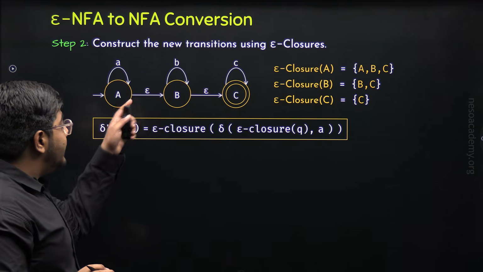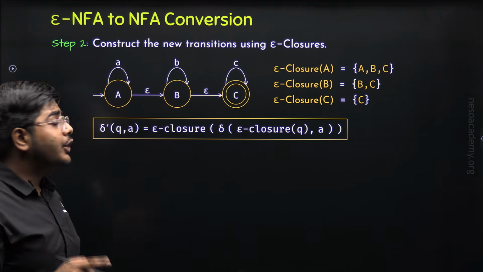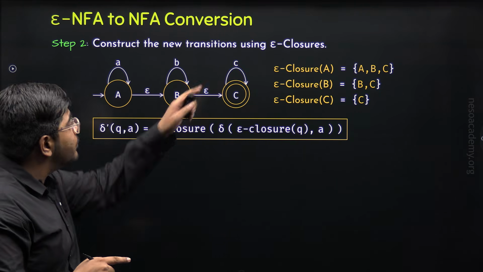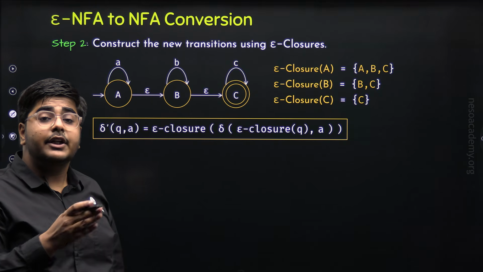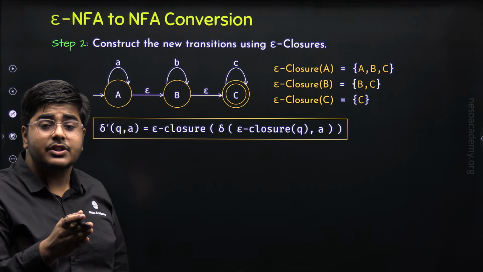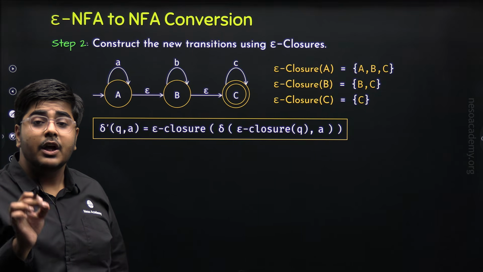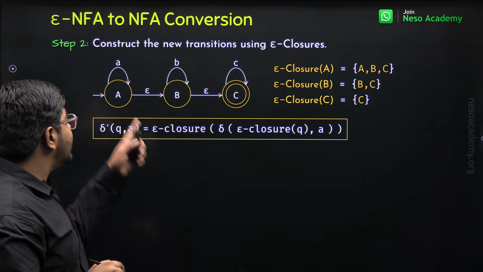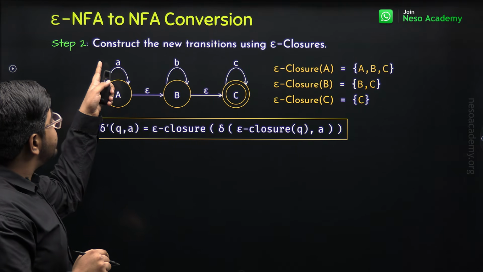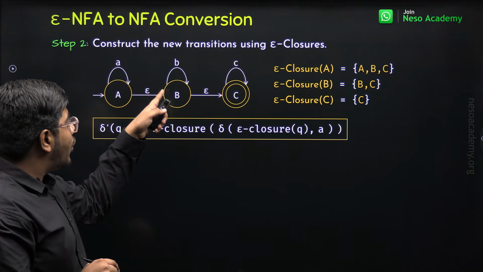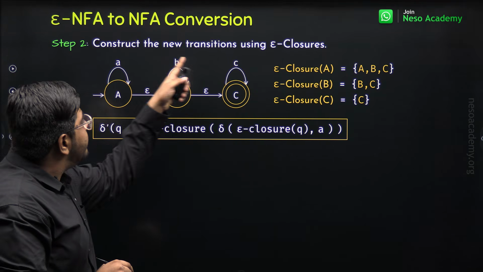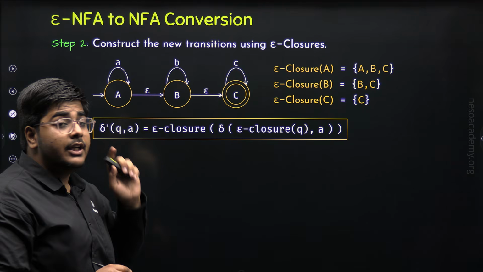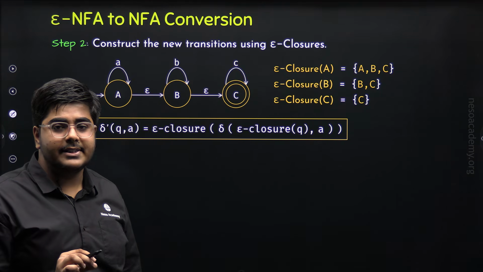As you can see, in this epsilon NFA, there are a total of 3 states, and there are a total of 3 input symbols. That is why the total number of transitions for our resulting NFA will be equal to 9. We need to find the transition for the state A for the input symbols A, B and C, for the state B for input symbols A, B and C, and for the state C for input symbols A, B and C. So there will be a total of 9 transitions.